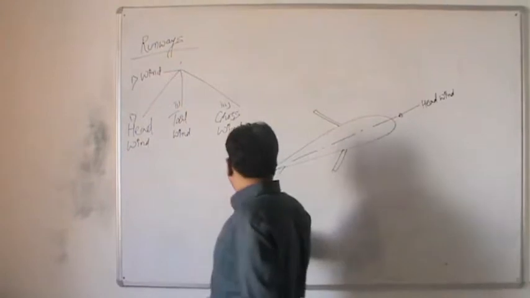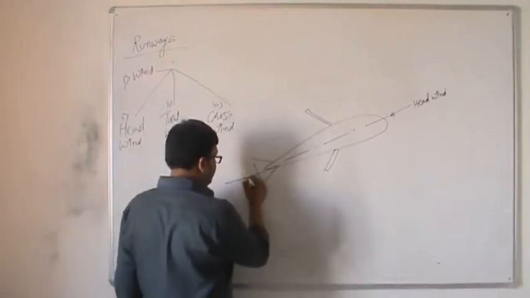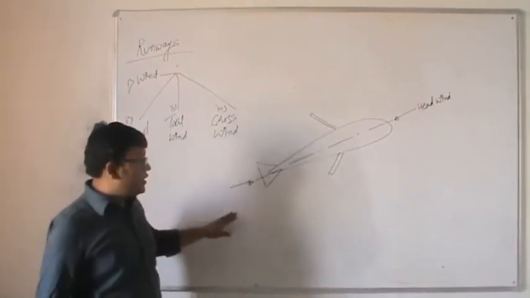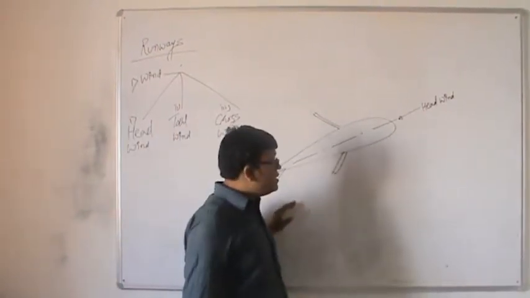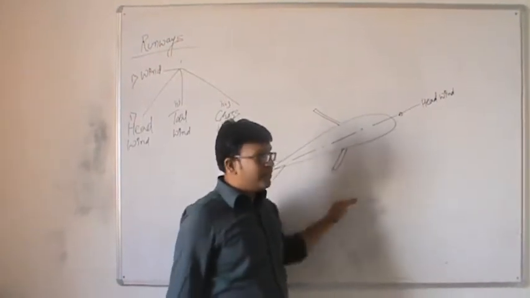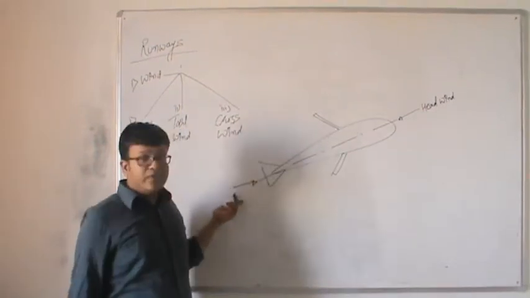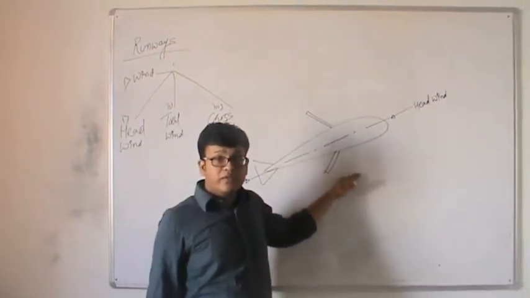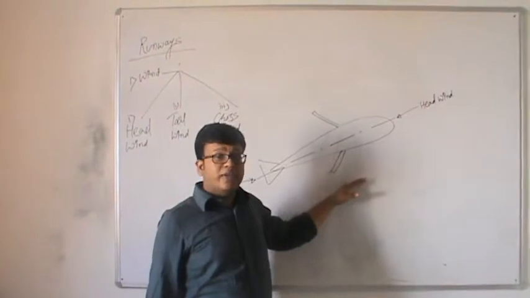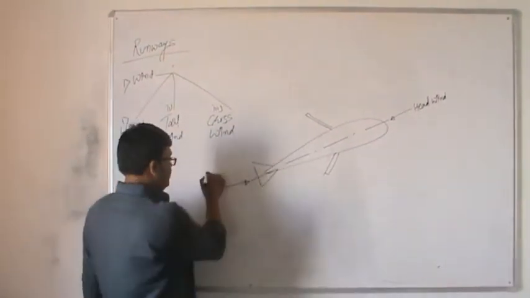Then the wind which is acting in the same direction as during landing and takeoff of the aircraft. The airplane will land, and assuming it will take off in this direction, as well as during landing it will come in the similar way. So this is the wind which is acting in the similar direction as during the landing and takeoff of the aircraft. This wind will be called the tail wind.